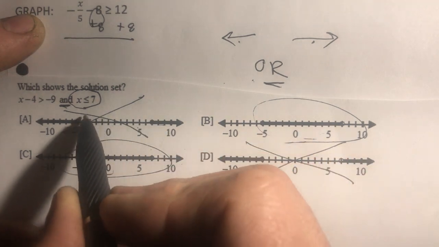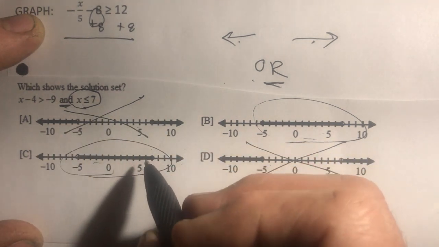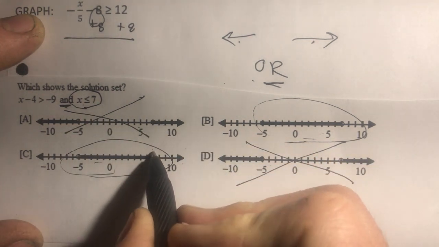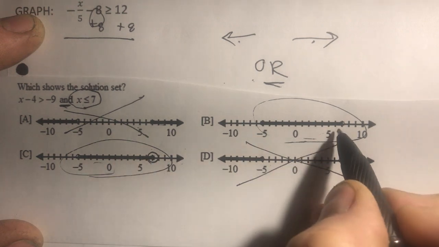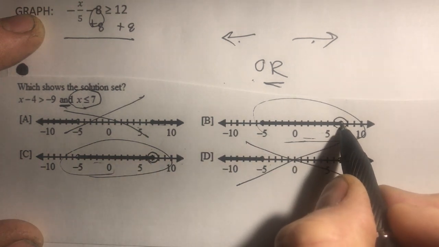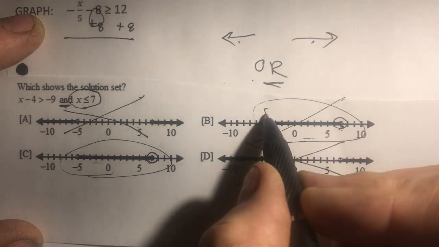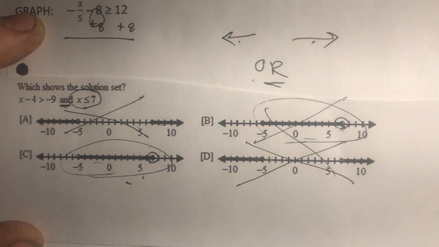Now this is less than or equal to 7. There's less than or equal to 7 right there. See, it's colored in. And the same thing there. Oh, no, no, no. That's not colored in. So this one's wrong. It's got to be that one.